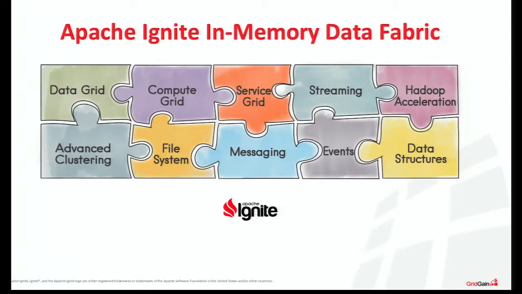So these are some of the key components we have in the Ignite In-Memory Data Fabric. We're not going to go through them. We're going to concentrate on data grids today. But just to give you an idea of what we call a fabric, it's not a single trick pony. We have data grids, we have a compute grid, we have a service grid, we have a streaming grid, we have Hadoop and Spark acceleration integrations, we have an in-memory file system, we have messaging, events, data structures, and plenty of other features.